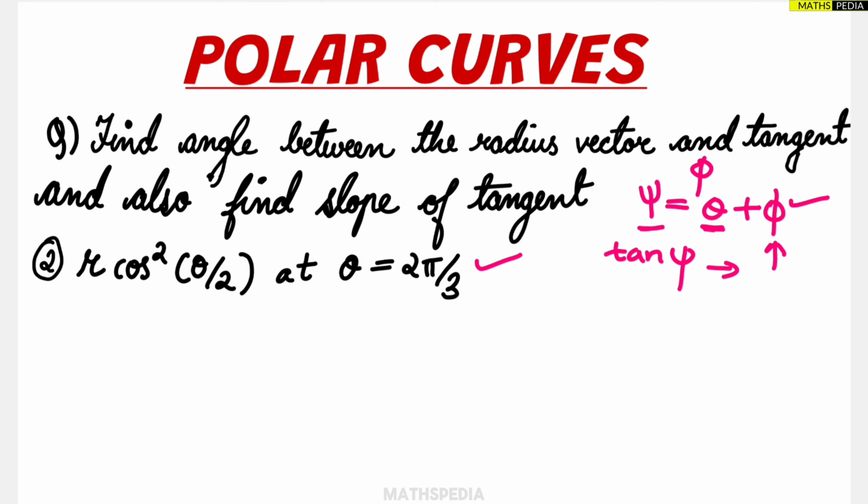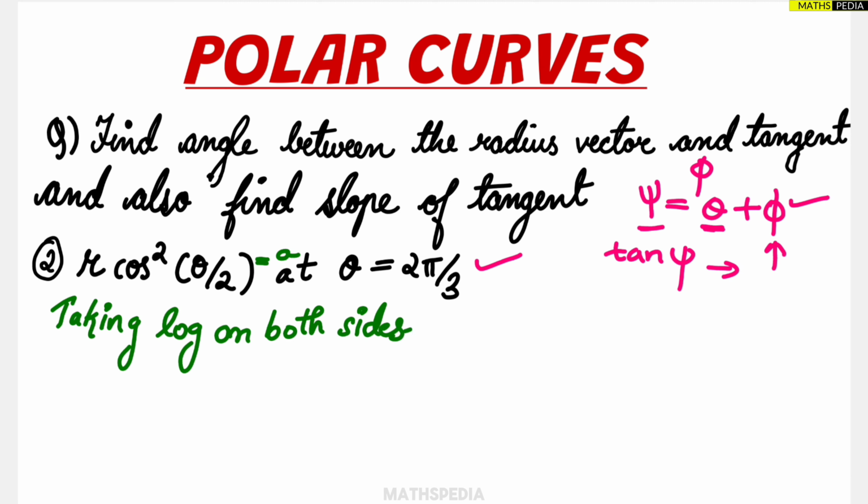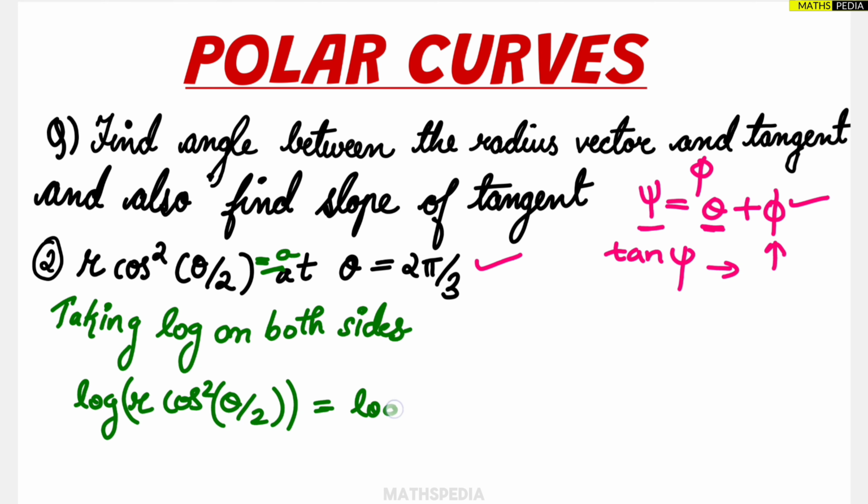Okay, so starting with finding out phi. As we have discussed earlier, as soon as you see this question, r cos square theta by 2 equal to a, what you have to do is take log on both sides. So taking log on both sides, I'll take log of r cos square theta by 2 equal to a. There also I have to take log of a.